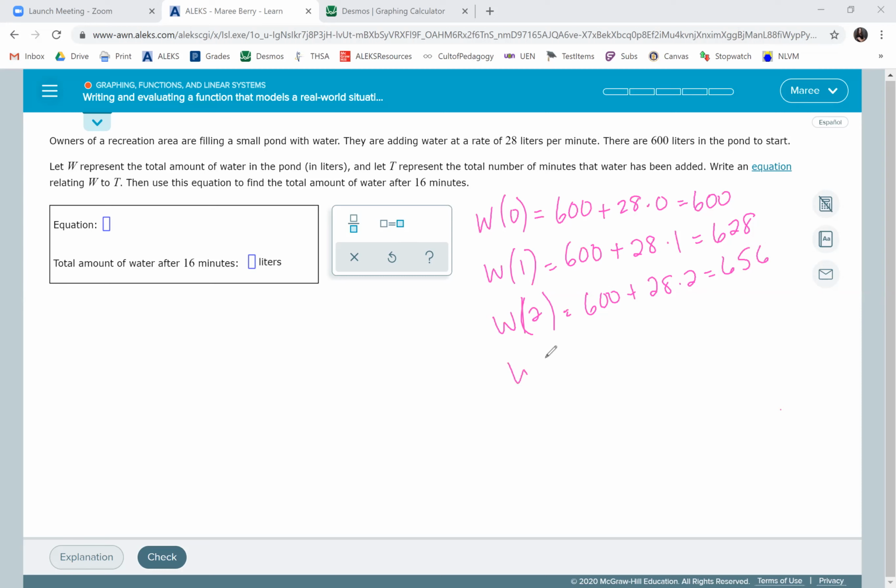And then after, I'll do 10 minutes, we're going to do 600 plus 28 times 10, which is 880. So we have to do 28 times however many minutes and then add the 600. So our total, oops, better do capital, W is equal to 600 plus 28 times T.